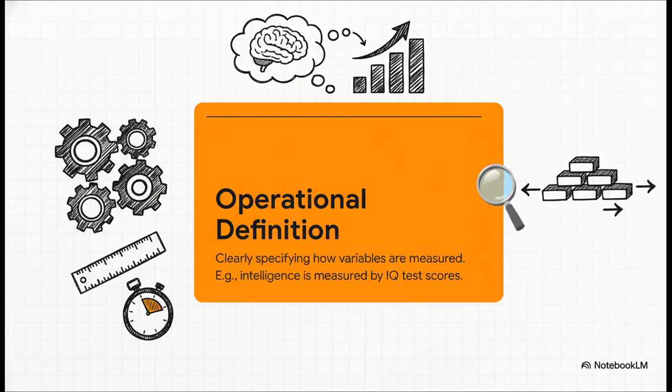So, how in the world do you make something testable? You do it with something called an operational definition. This is such a critical concept. It just means you define your big abstract ideas in really concrete, measurable terms. So you can't just measure intelligence. It's too vague, but you can measure scores on a standardized IQ test. And that kind of precision is what allows other scientists to come along, replicate your study, and see if they get the same results. It's crucial.